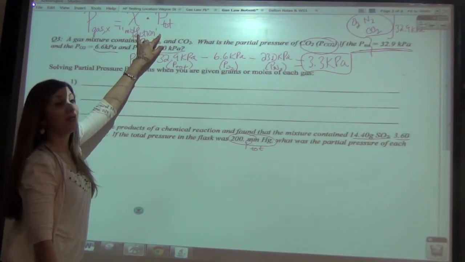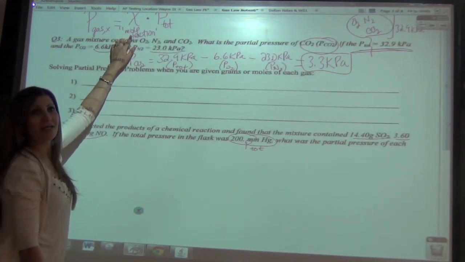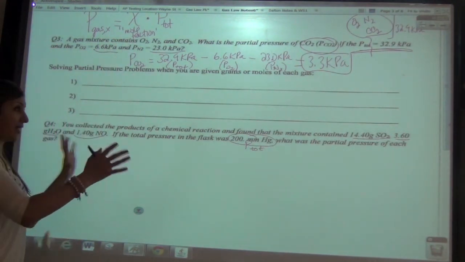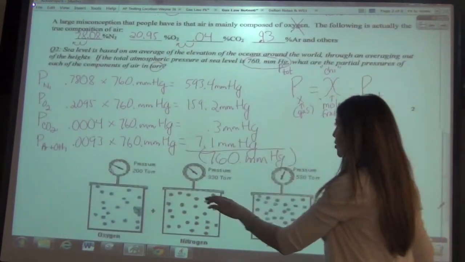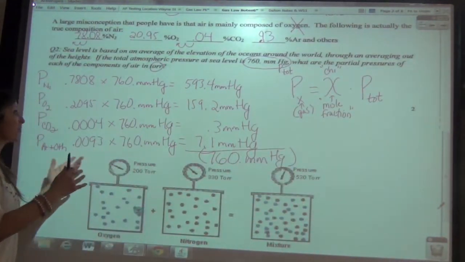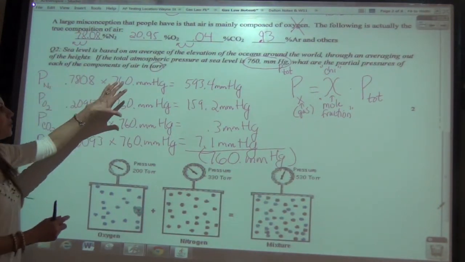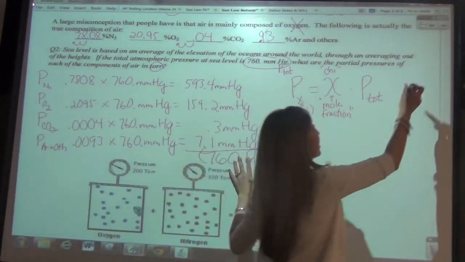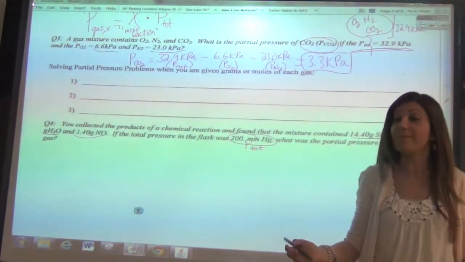What do we know? We know the total pressure. But do we know chi? No, we don't know the mole fraction yet, okay? So again, just to review this real quick, how did we get the equation? The way we got the equation was we said if we knew the percent or the fraction, we just had to multiply it by the total to get the partial pressure. So we're just using the equation we came up with, okay?